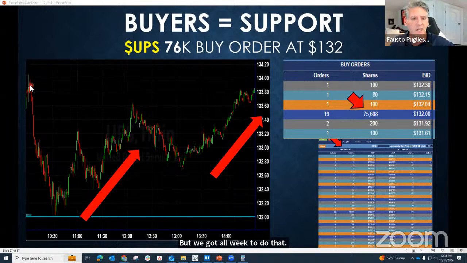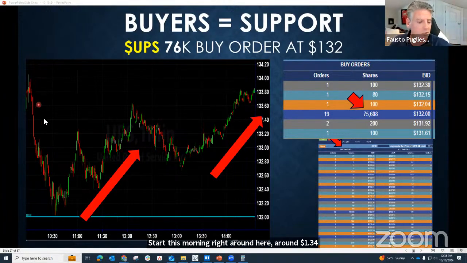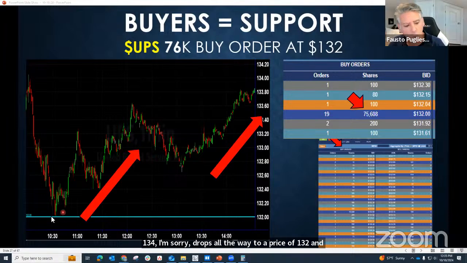So here you have a stock, UPS, right? It started this morning right around 134. I'm sorry, it drops all the way to a price of 132, and then shoots back up after 10:30 back to 134 again. Why did it stop at 10:30 at 132?